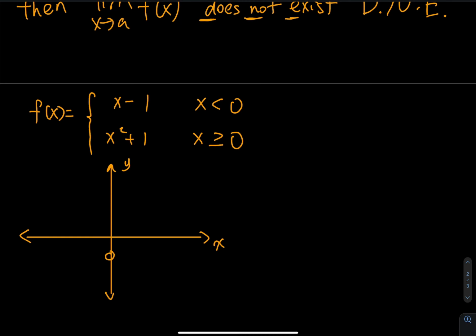The line is going uphill. The slope is positive 1. The line is going uphill. And then x squared plus 1, that is a parabola, and the vertex is at 1, right? So this is -1. And then this is at 1. And then we have this.